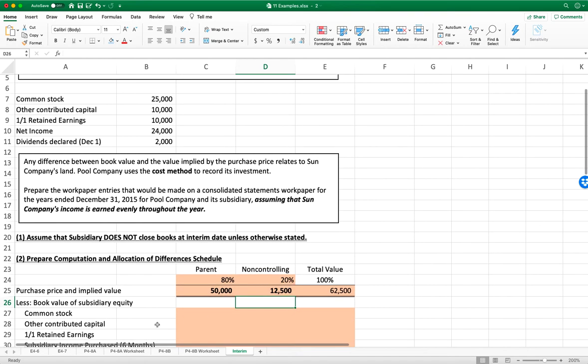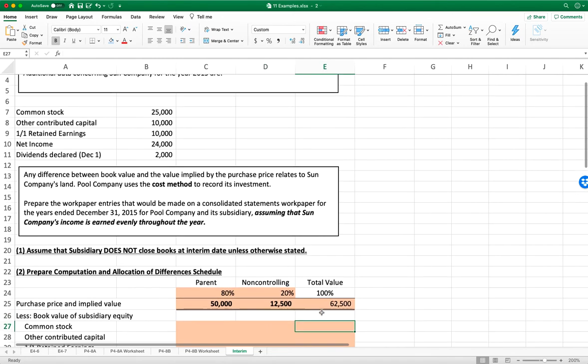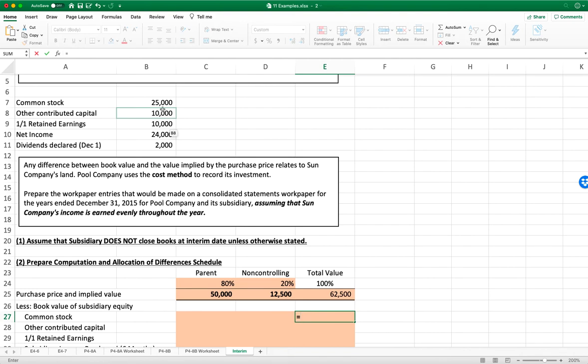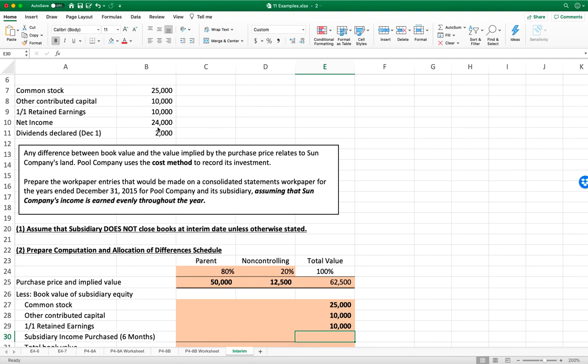We're then going to calculate the book value of the entity by adding up all of their equity accounts. So they had common stock, as we see up there, of $25,000 at the date of acquisition. They had other contributed capital of $10,000. And now they hadn't closed their books as of this interim date, so their retained earnings is a little bit out of date. It's from the beginning of the year rather than our date of acquisition, at $10,000. So the way we're going to remedy this is we're going to count any income earned by the subsidiary before the date of acquisition as equity.